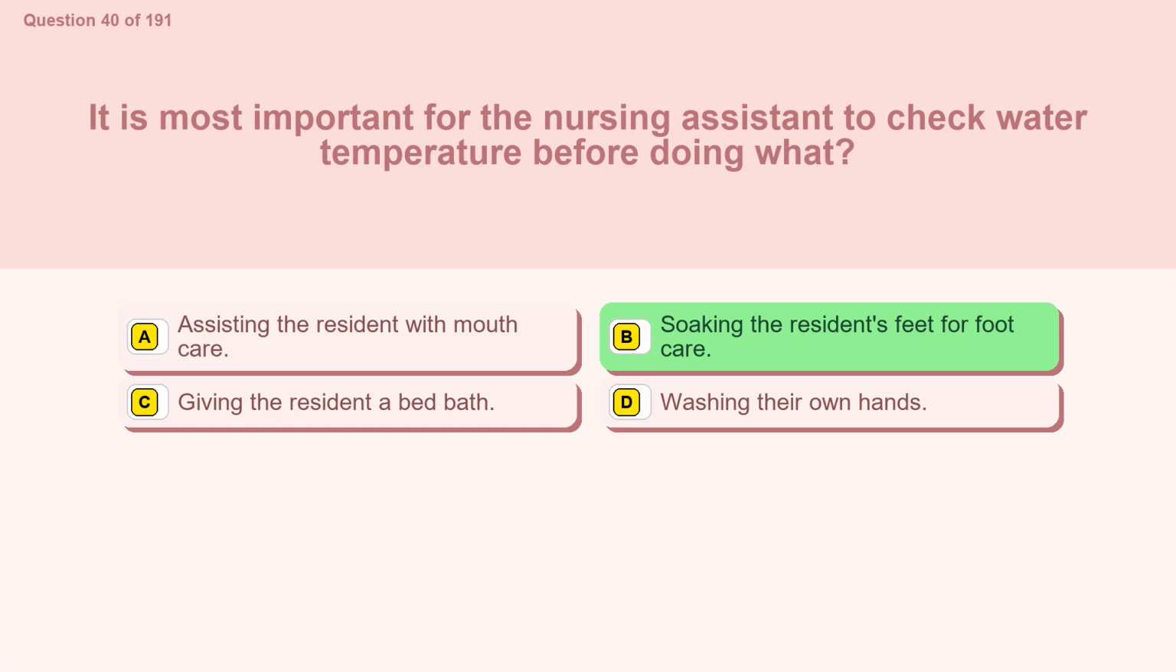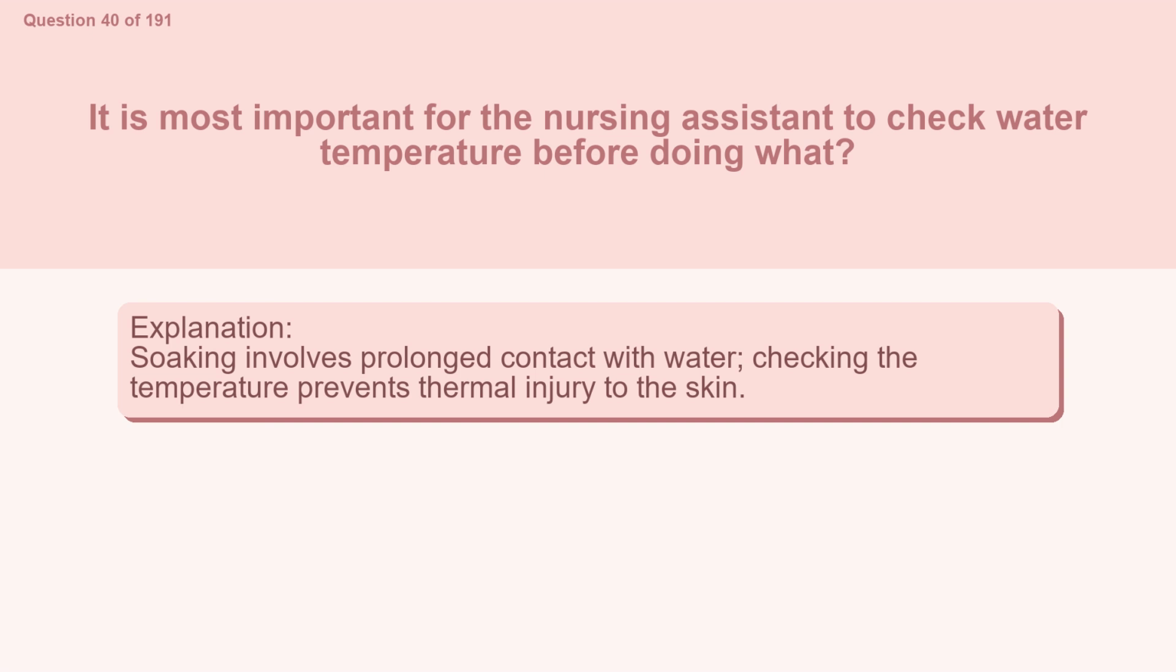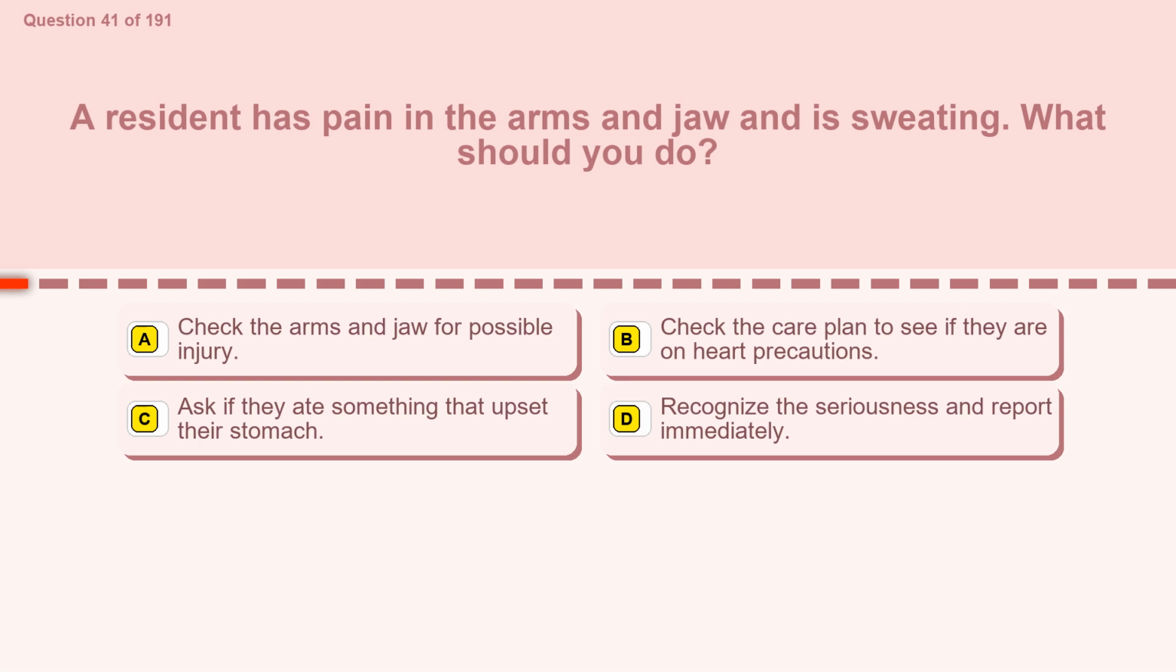The correct answer is option B, soaking the resident's feet for foot care. Soaking involves prolonged contact with water. Checking the temperature prevents thermal injury to the skin. Question 41. A resident has pain in the arms and jaw and is sweating.